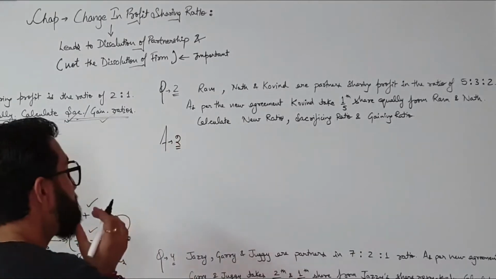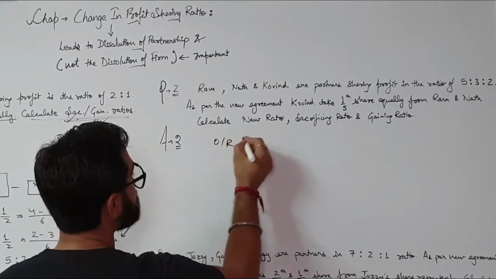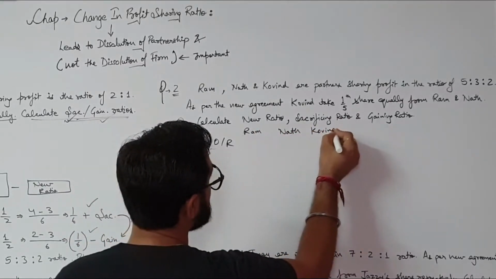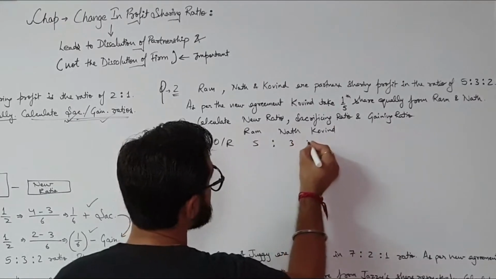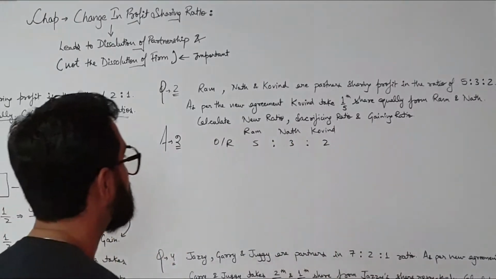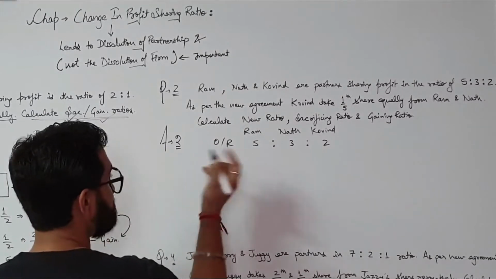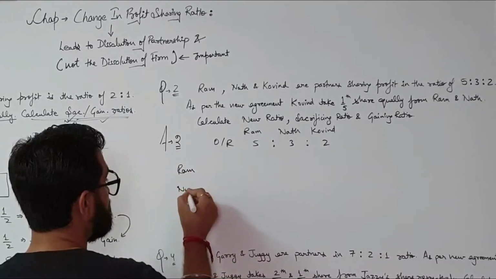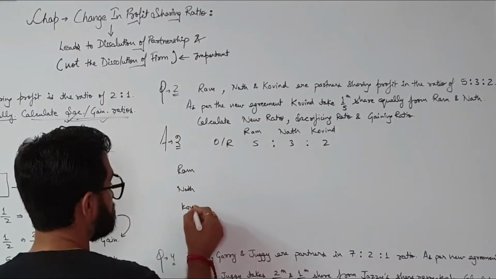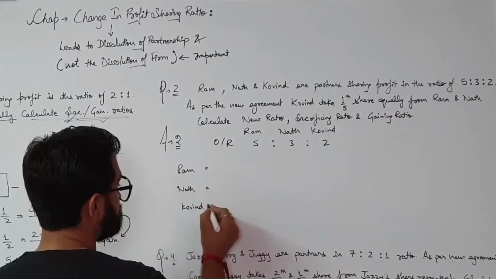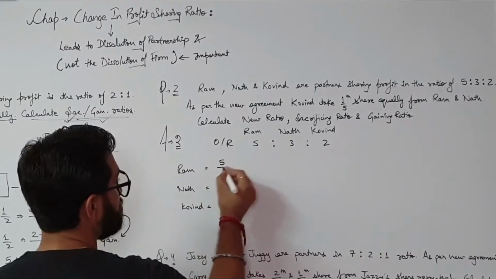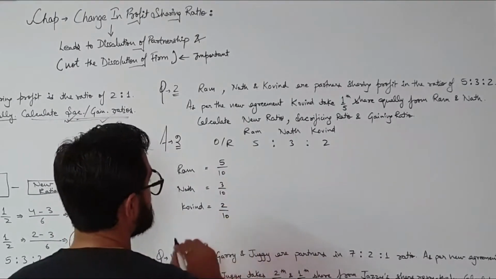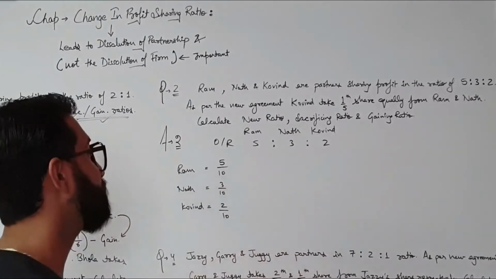आंसर 2 को. अब सबसे पहले यहां पे ओल्ड रेशियो था राम, नाथ और गोविंद का 5:3:2. तो सबके रेशियोस लिख लेते हैं. राम, नाथ, गोविंद. एक्सपेंड करें 5, 3, 2, 10. 5/10, 3/10 and 2/10. These are the old ratios of Ram, Nath and Govind.